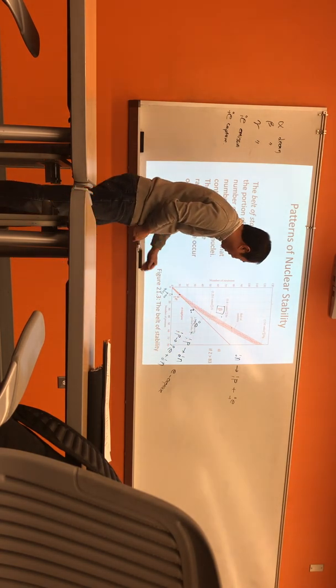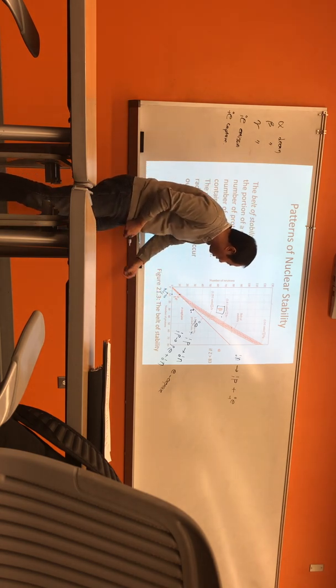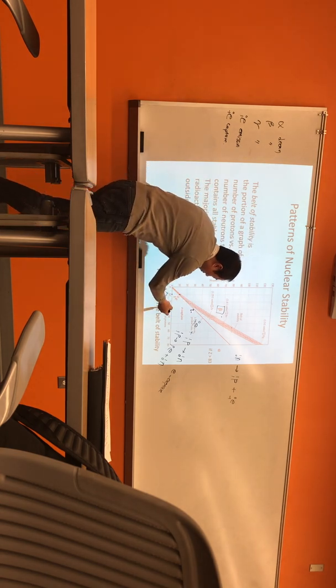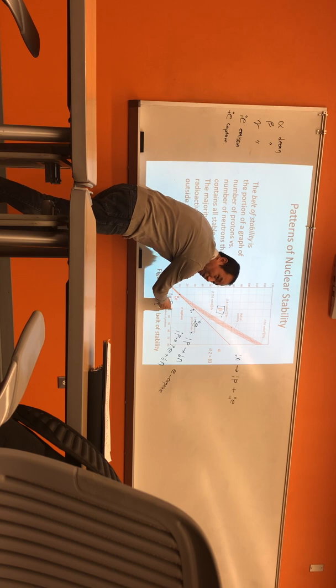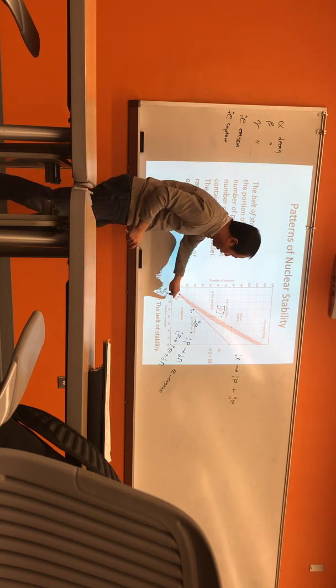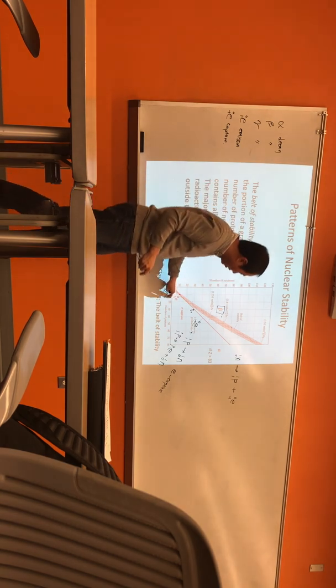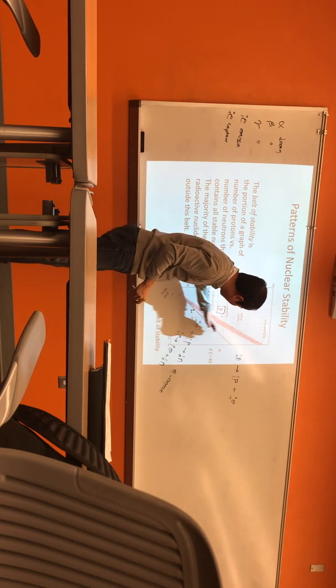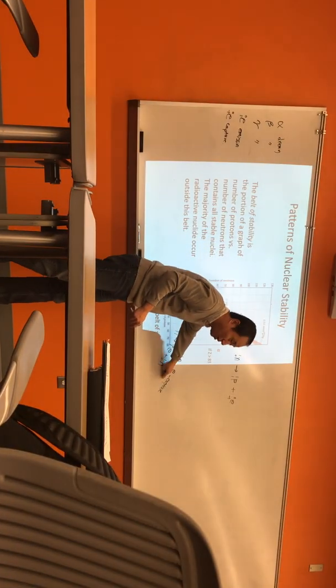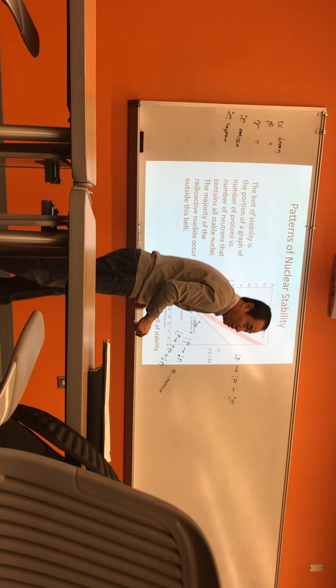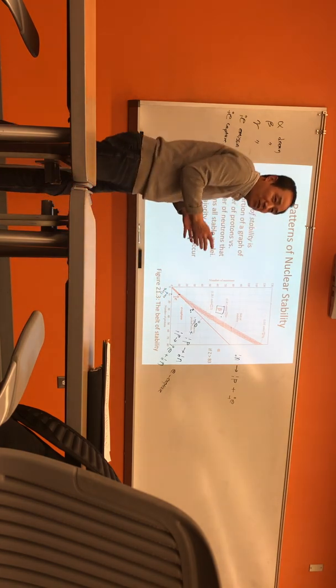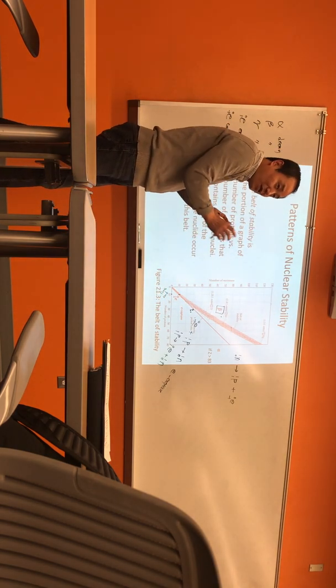But although both are possible, in general, if an element is a lighter element, it will do positron emission. If it's a heavier one and it's still below the belt, then it will be electron capture. Okay? It's not 100% accurate, but that's a trend.